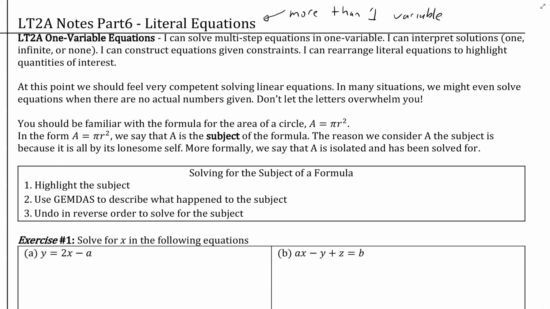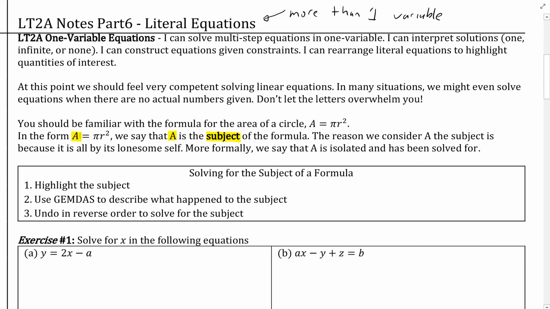For example, you should be familiar with the formula for the area of a circle. A equals pi r squared. In the form A equals pi r squared, we say that A is the subject of the formula. The reason why we say A is the subject is that it's been solved for by its lonesome self. In this formula, A is completely isolated. We notice that A is by itself and it equals some other stuff.